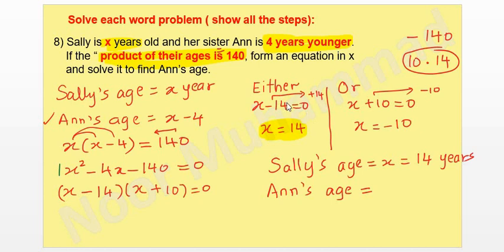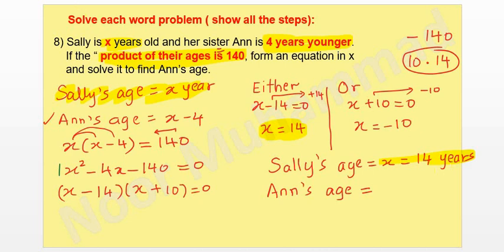And here either x minus 14 is 0, which gives us x equals 14. Now I took only this value, x equals 14, not x equals negative 10. Why? Because age cannot be negative, right? So we can say Sally's age is x, because in the beginning we decided that Sally's age is represented with x. So Sally's age is how much? It's 14 years. We got the age of Sally.